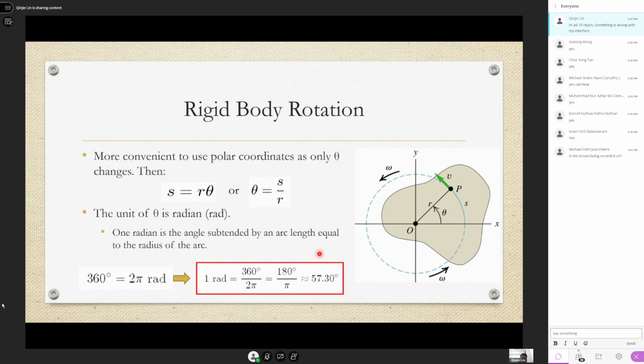Okay? So just a revision. The unit of theta is radian. Okay? This theta here, S equals R theta. S is this arc length. Theta is the angle, and it must be in radians.